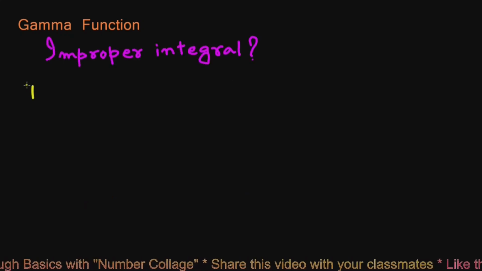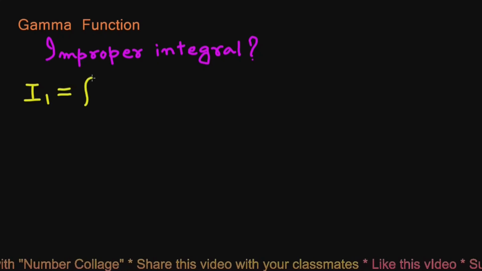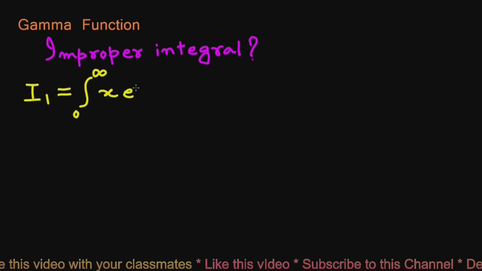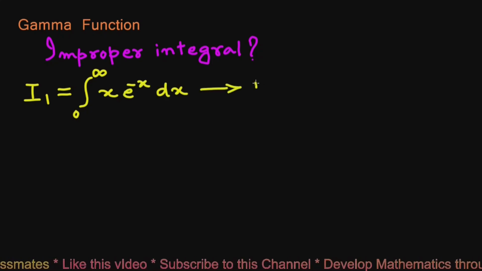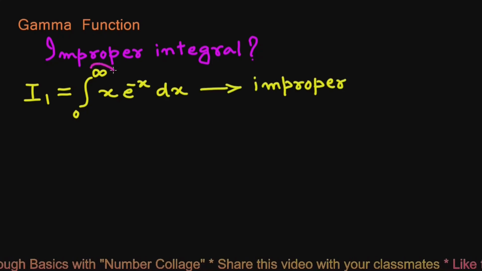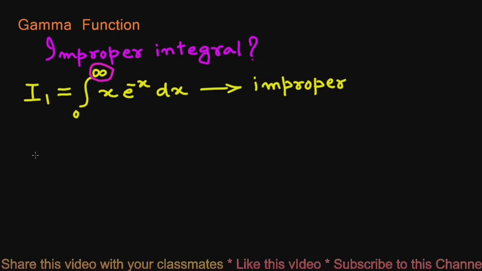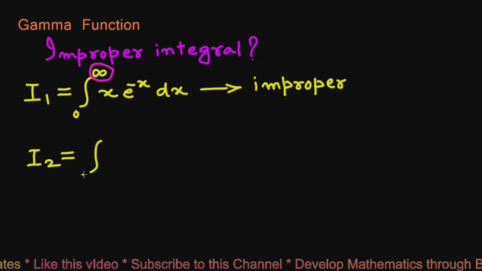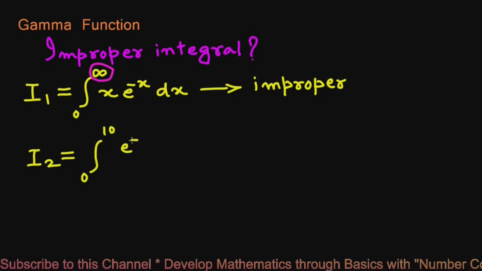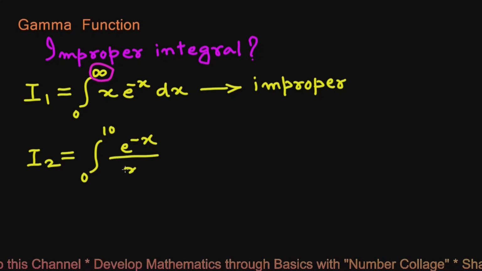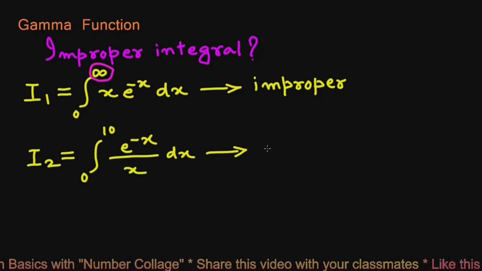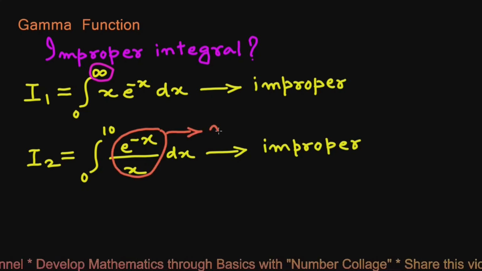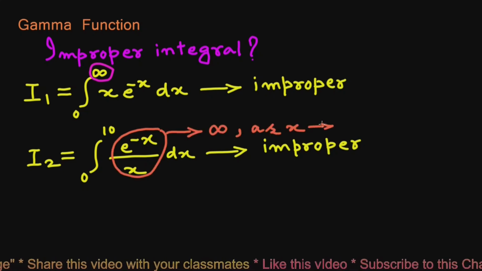The first integral I1, which is integral from 0 to infinity of x e raised to minus x dx, is improper because its one limit is infinite. The second integral I2, which is integral from 0 to 1 of e raised to minus x upon x dx, is also improper because its integrand tends to infinity as x tends to 0.